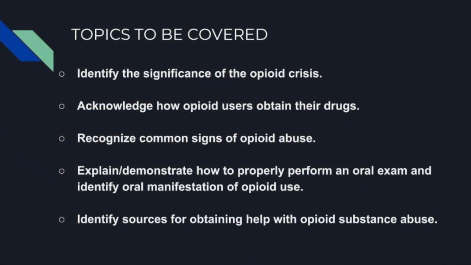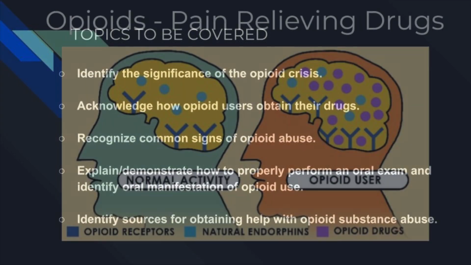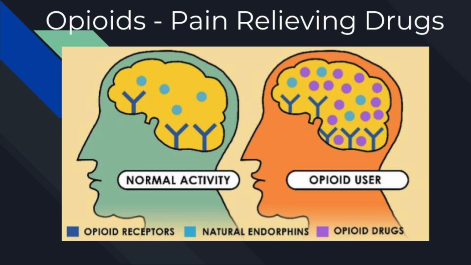Today we will cover identifying the significance of the opioid crisis, how to acknowledge how opioid users obtain their drugs, and recognizing common signs of opioid abuse. We will also demonstrate how to properly perform an oral exam and identify oral manifestations of opioid use. We will conclude by identifying sources for obtaining help with substance abuse. First, we're going to start by identifying the significance of the opioid crisis.